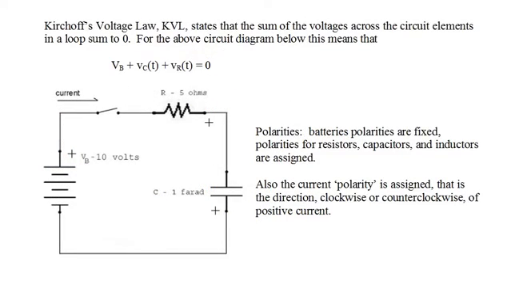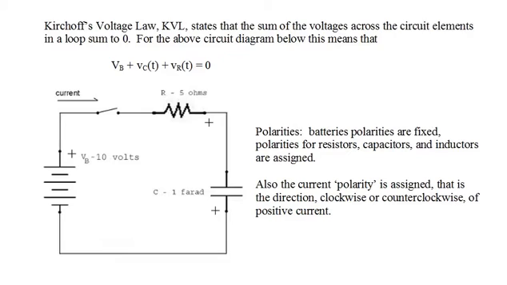We need one law to begin a quantitative analysis of the circuit, and that is Kirchhoff's Voltage Law, which states that the voltages across the components in a circuit loop sum to 0. If the polarities of all the circuit components are oriented in the same direction, as in the circuit diagram on the slide, then Kirchhoff's voltage law is written as a sum of the component voltages as follows: V_B + V_C(t) + V_R(t) = 0.